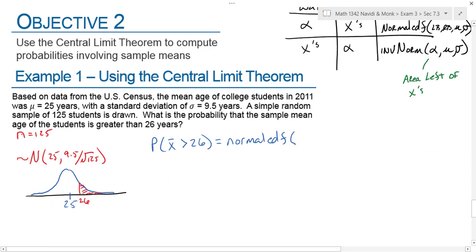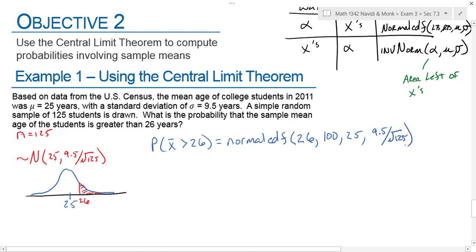My left bound will be the leftmost part of this shaded region, and what is that? 26. I'm not asking a trick question here. Looking at the shaded region, the area that's most to the left is 26. Now this goes off to infinity, but I don't have an infinity button on my calculator, so what number can I use for infinity? 100 will work. What do I plug in for the mean? 25. And what do I plug in for the standard deviation? 9.5 divided by the square root of 125.